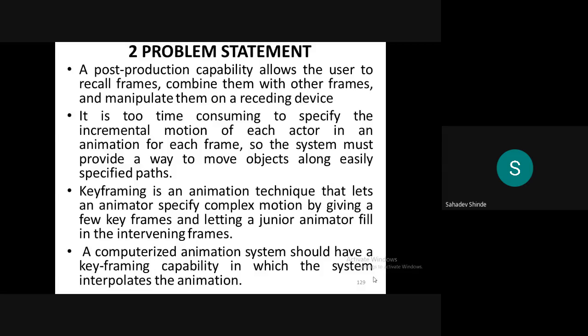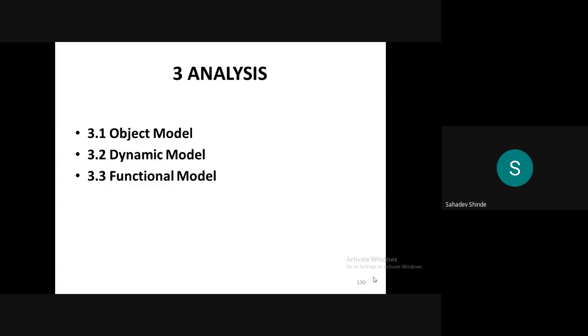It is too time consuming to specify the incremental motion of each actor in an animation for each frame. So the system must provide a way to move objects along easily specified paths. And keyframing is an animation technique that lets an animator specify complex motion by giving a few keyframes and letting a junior animator fill in the intervening frames. A computerized animation system should have a keyframing capability in which the system interpolates the animation.